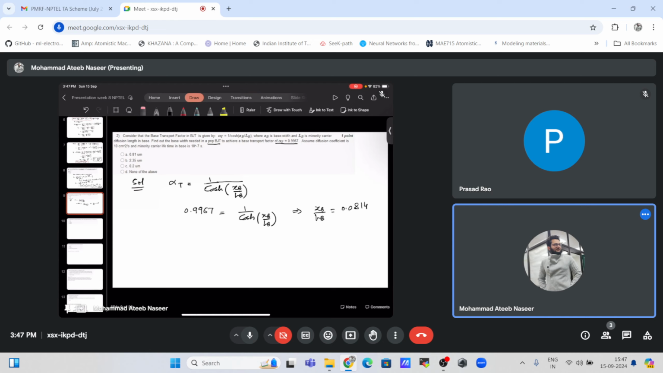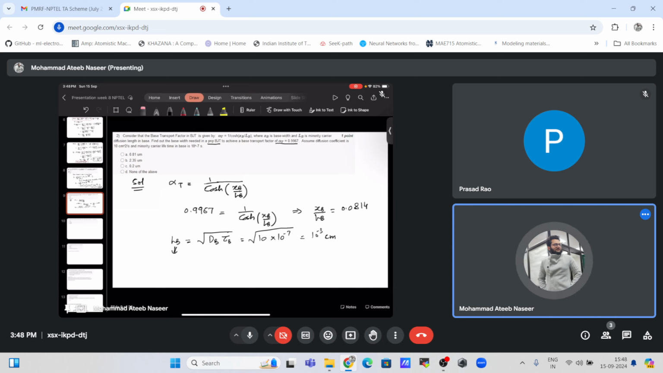Okay, but this lb, the minority carrier diffusion length in base, is simply given by the square root of the diffusion constant in the base times the minority carrier lifetime, which is tau b. So it will be simply 10 into 10 to the power of minus 7, and it will be simply 10 to the power of minus 3 centimeter.